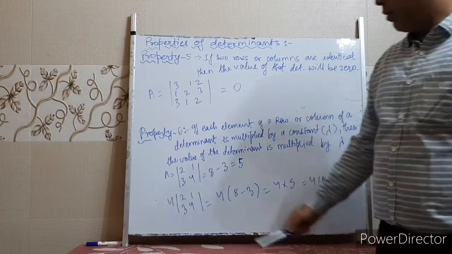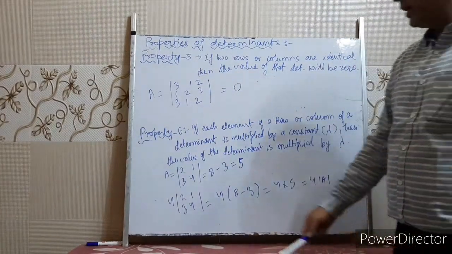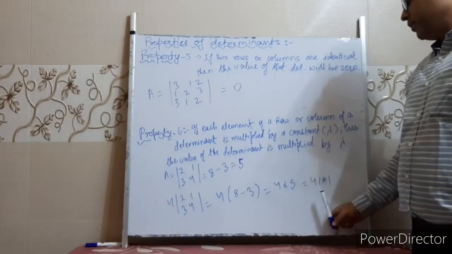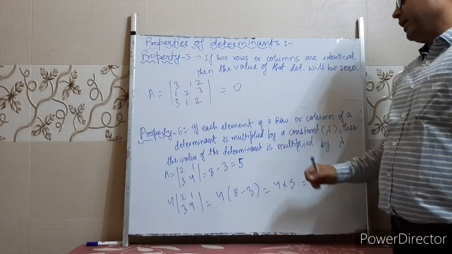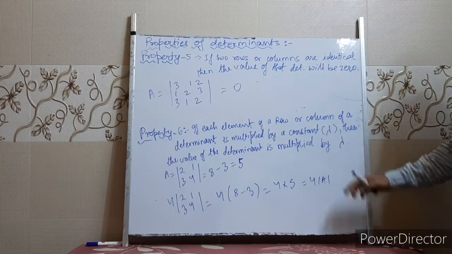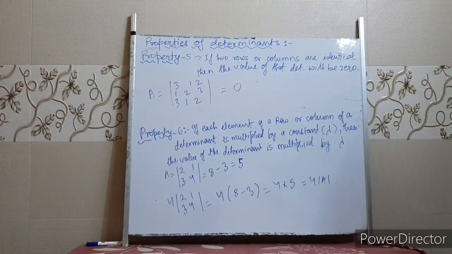Right, children? Now we multiply this determinant's row by the value 4. So when you multiply, what will we get? Again, we'll get 20. That means 4 times the value of the determinant. So you can see that by that property, the value of the determinant will also be multiplied by 4 if we multiply any constant in any row or any column. Right, children? Note down please.